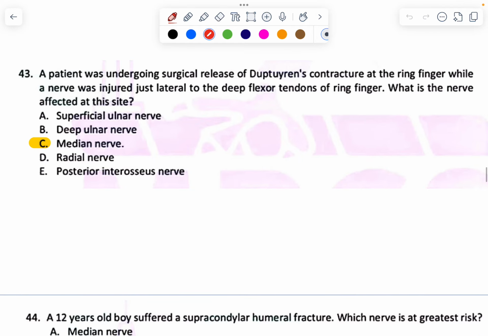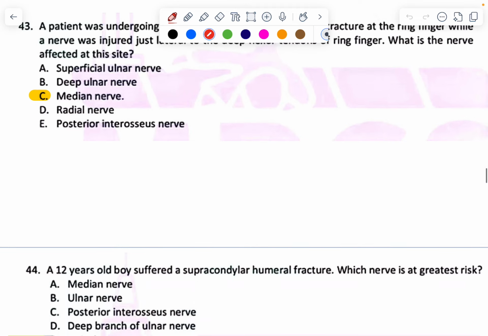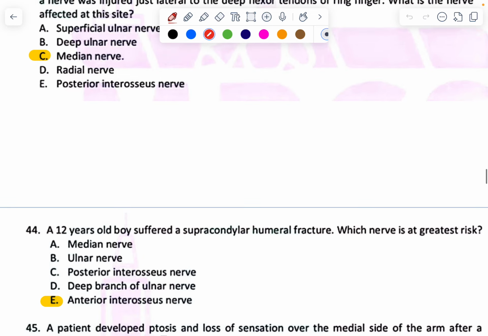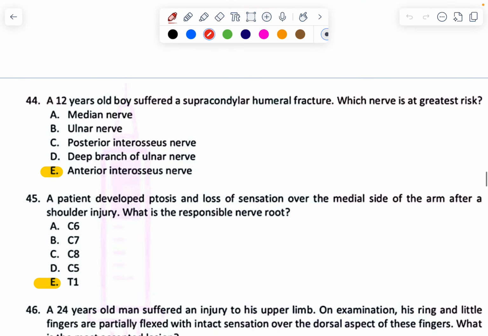A 12-year-old suffered a supracondylar fracture. Which nerve is at greatest risk? Supracondylar fracture, median nerve or anterior interosseous nerve. A patient developed ptosis and loss of sensation over the medial side after shoulder injury. T1 is the cord.